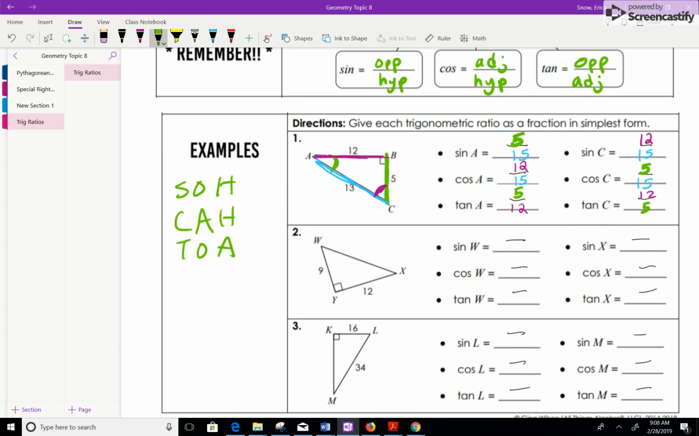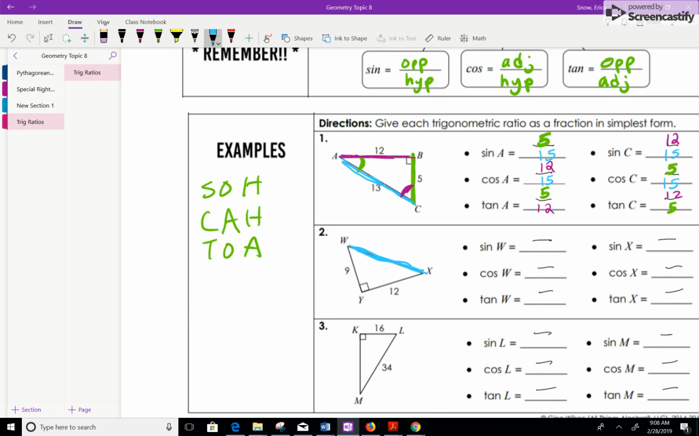Okay. So now for number 2. First, we don't know what our hypotenuse is in this triangle. But if you'll remember back to our Pythagorean triples, we have a 9, 12, 15 triangle. Do you see now why those Pythagorean triples were so important? So now I'm going to label first. W is going to be purple, so my opposite side is also going to be purple. And then X is going to be green, and my opposite side is going to be green.